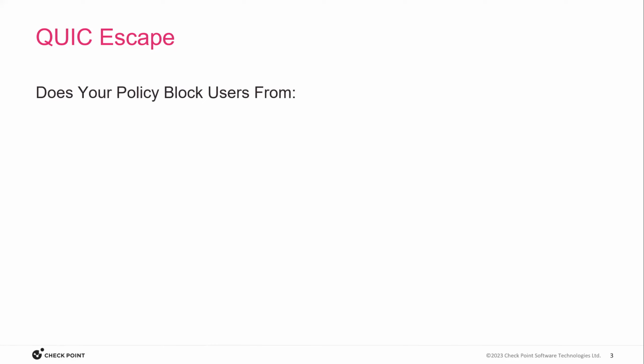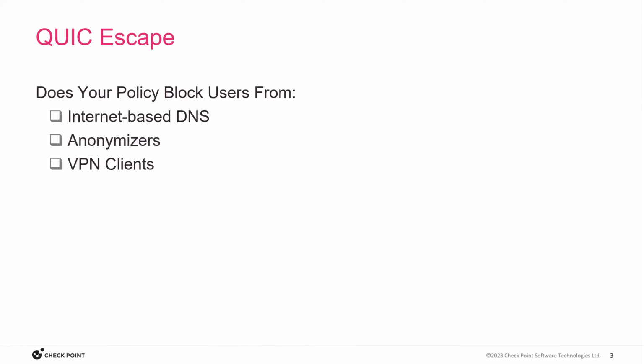When I did this in person, I asked for a show of hands. I don't have the panel up, so you don't actually need to raise your hand. You can do it at home if you like. But just think to yourself: does your current security policy, whether it's your firewall policy or some sort of layer 7 app policy, block users from accessing things like internet-based DNS, anonymizers, perhaps personal VPN clients?